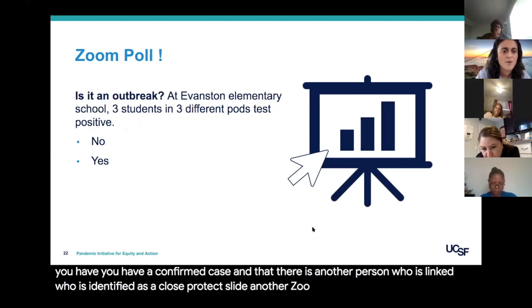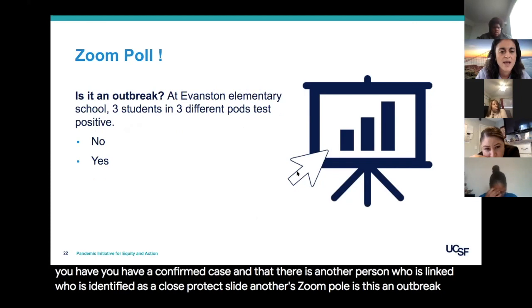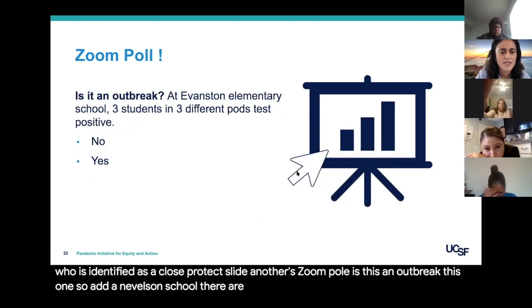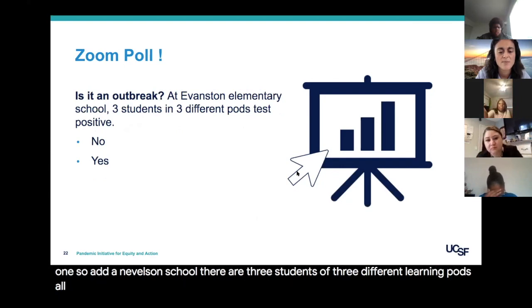Another Zoom poll. Is this an outbreak? Okay, so I think we can launch this one. So at an Evanston school, there are 3 students at 3 different learning pods, all of whom test positive. Would you call this an outbreak?